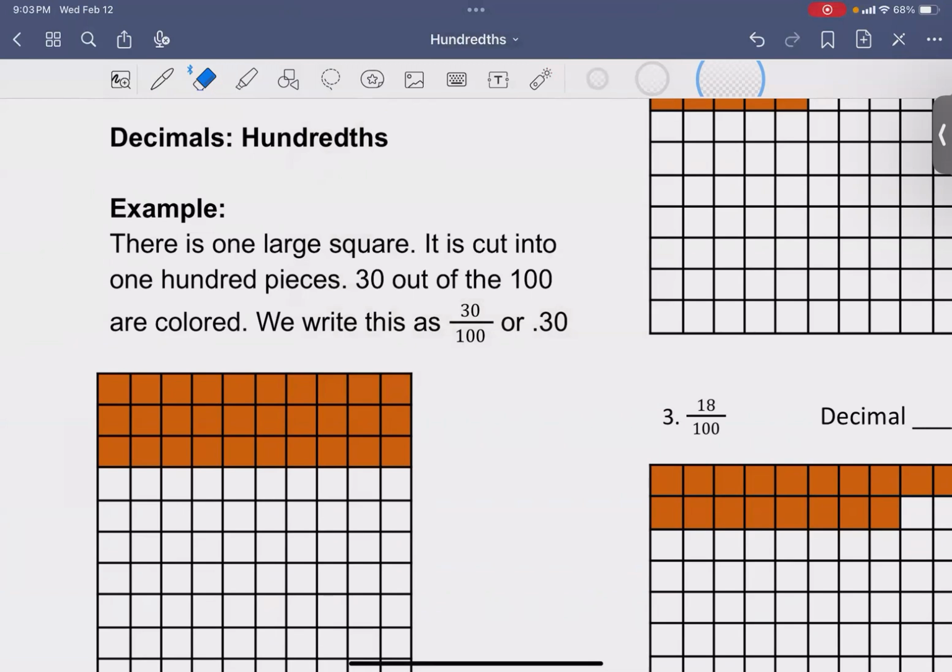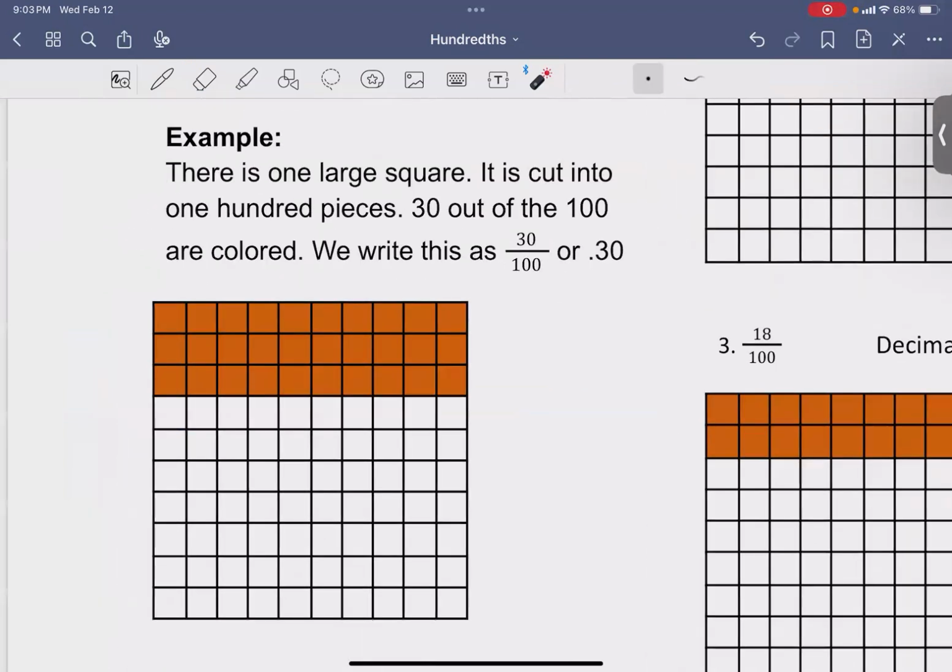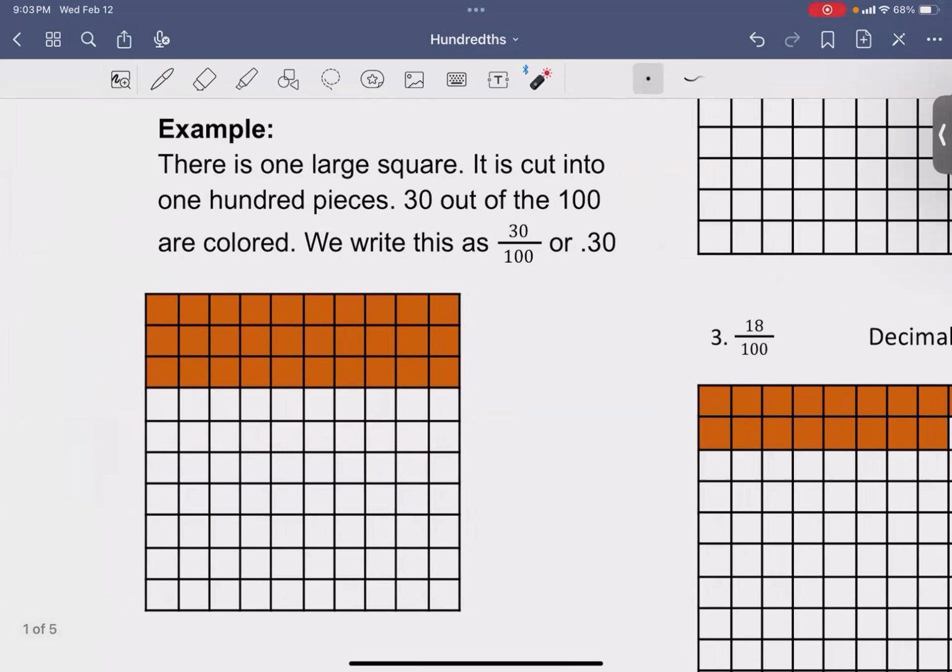In this video, we're going to look at hundredths. A hundredth is one tiny square out of the 100 squares.